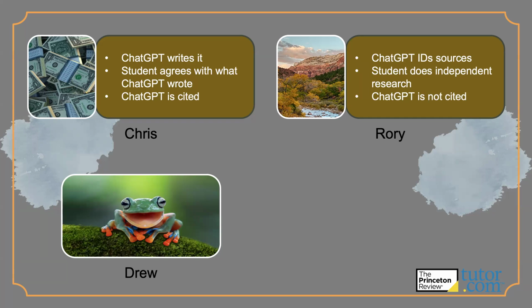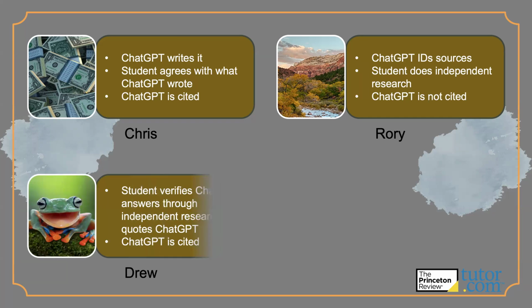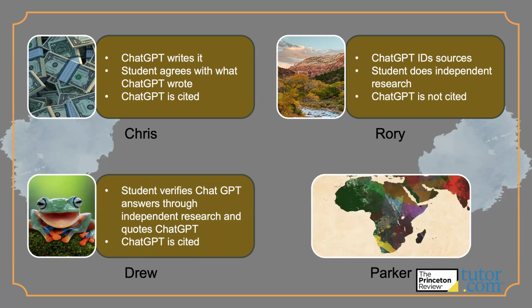So our summary of this one: ChatGPT answered some questions for the student. The student did independent research to verify the answers, and ChatGPT was directly quoted and cited. Now our last one, case 4: Parker is researching the history of political upheaval in African countries. The grading rubric does not require a specific number or type of sources.